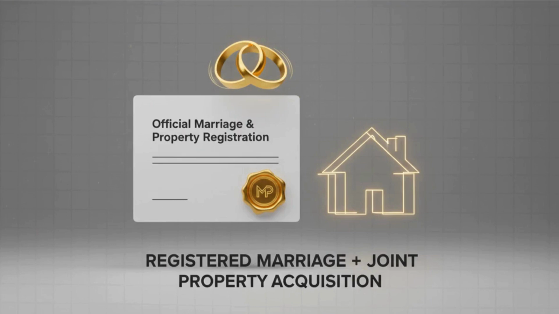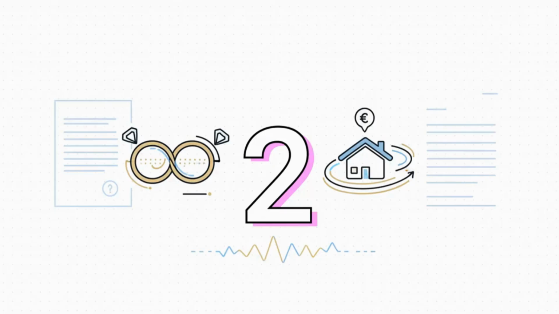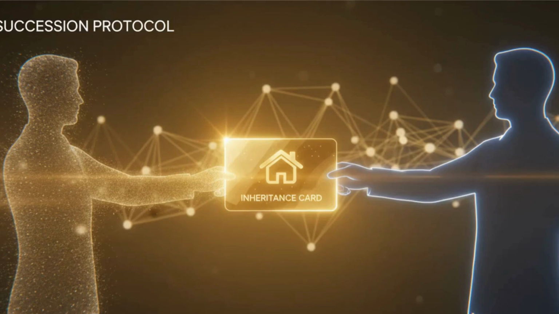Now, a non-resident spouse can jointly acquire property, but only if the marriage is registered. Crucially, that marriage must have subsisted for at least 2 continuous years right before acquiring. What about inheritance? The inheritance card allows acquiring property from a compliant resident or non-resident.